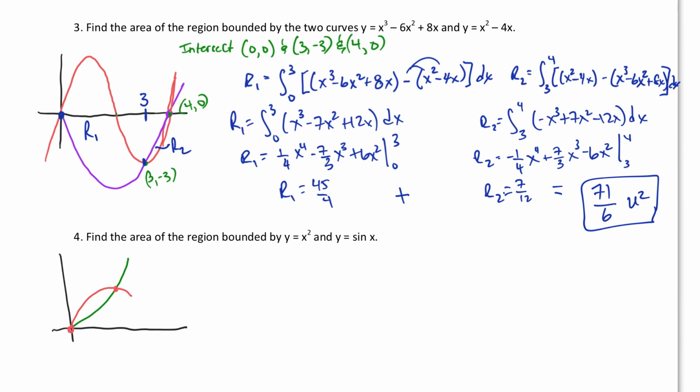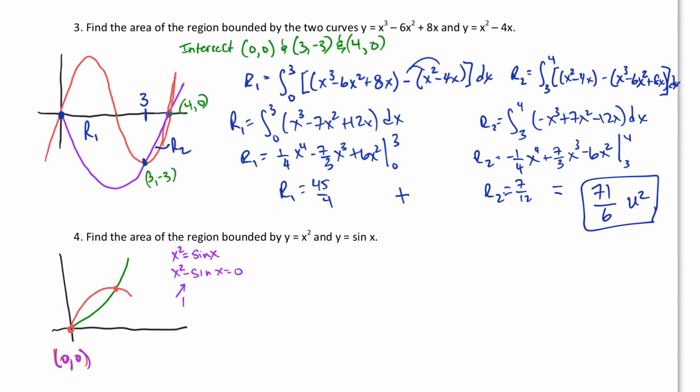One of them is obviously easy. This is 0, 0, right? Let's go ahead and see if we can find the other intersection point. Let me put this in a different color, 0, 0. Well, how are you going to find the other intersection point? Well, you're going to want to say, when x squared equals the sine of x. Well, we're going to say x squared minus sine x equals 0.